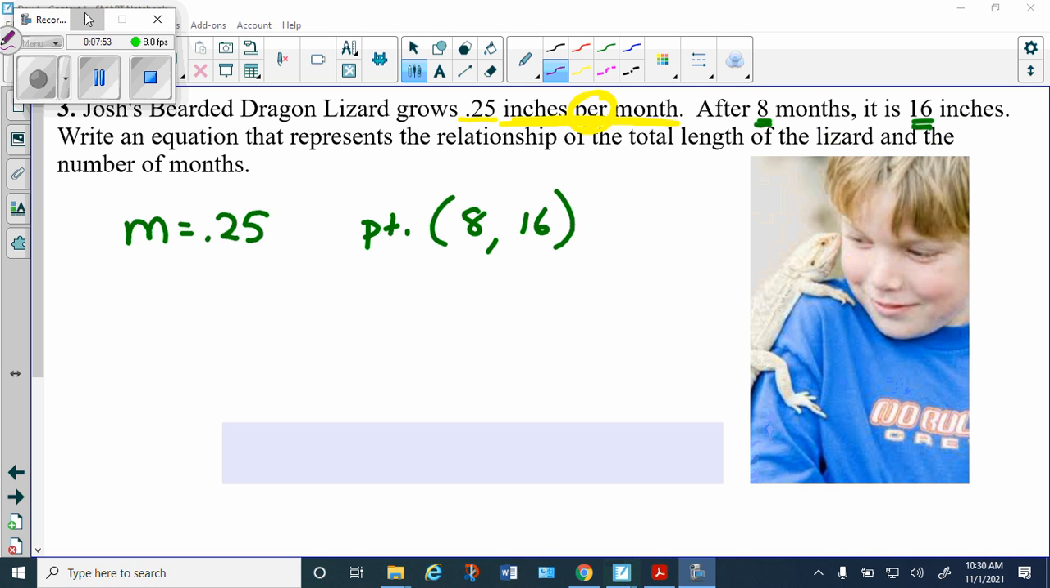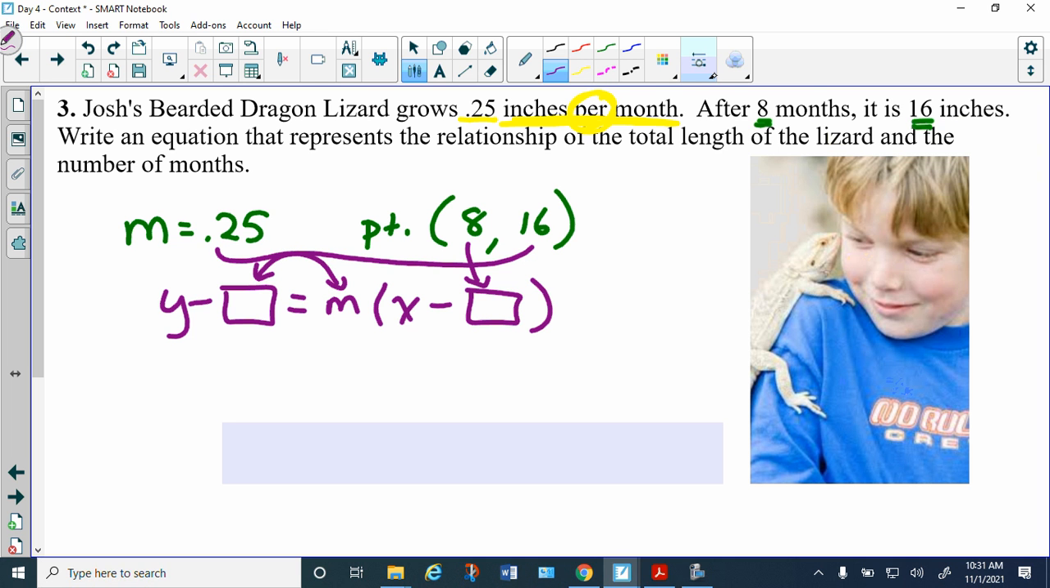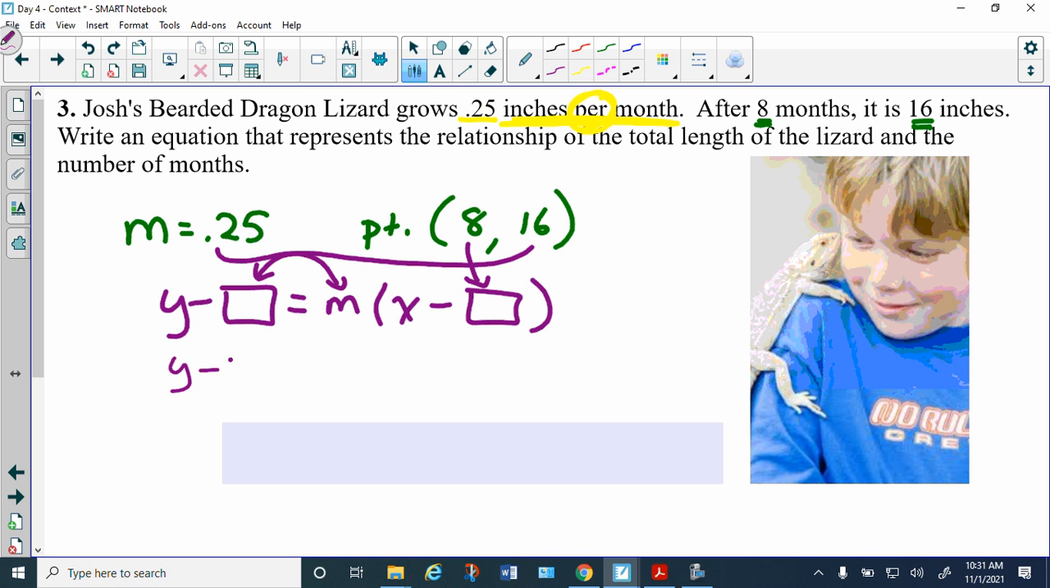All right, so I'm going to put it together into my slope-intercept form. And once again, you know that I write it this way. And so I'm just going to plop things in, right? My 16 goes there, and my 8 goes there, and my 0.25 goes there. So here we go. So we'll have y minus 16 equals 0.25 times x minus 8. And we'll go ahead and distribute.